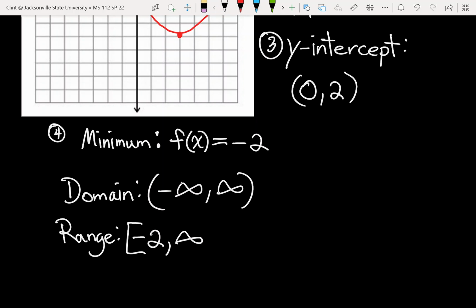So the range, if you have a minimum, we'll have a bracket and then the minimum value, and it goes to infinity. If it's turned the other way, you'll go from negative infinity at the bottom all the way up to whatever the maximum value is. So it'll either look like this or it'll be flipped.